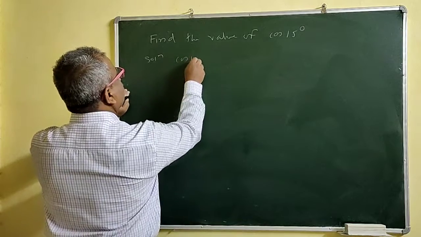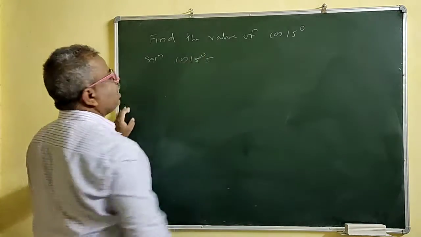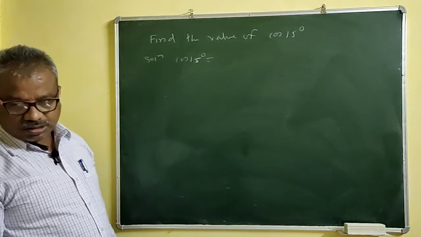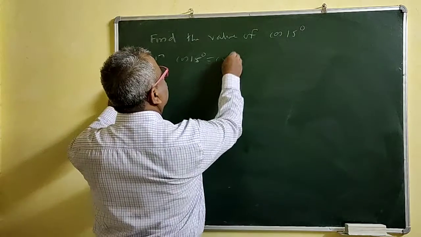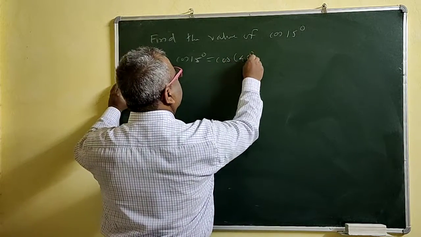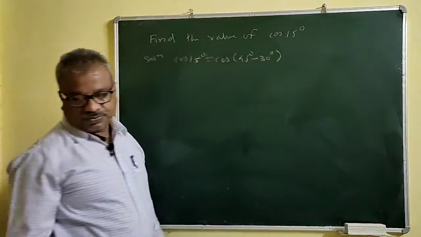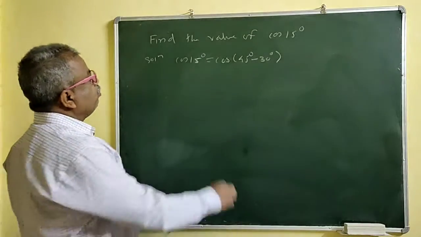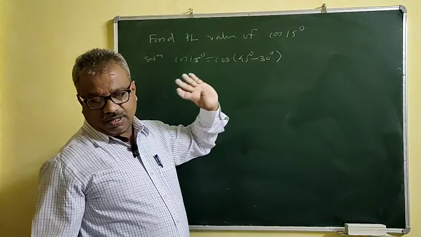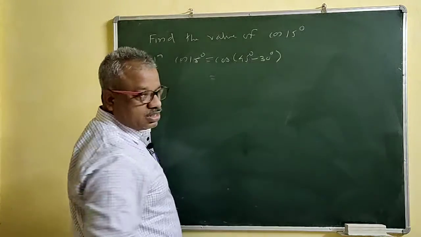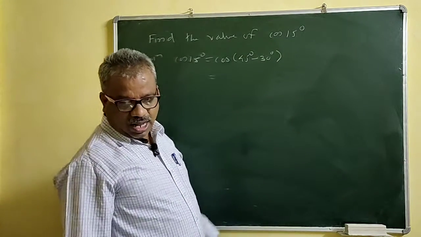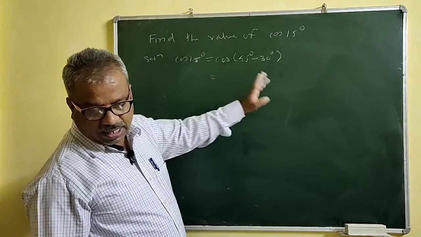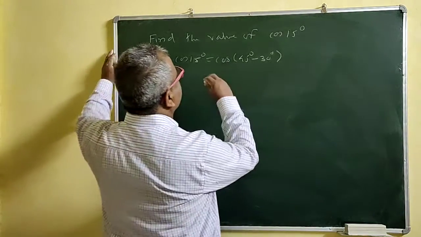Cos 15 degree. How can we write it in known trigonometric ratios? So cos of 45 degree minus 30 degree, right? Now you know the trigonometric ratios of 45 degree and 30 degree. So we'll apply the formula for cos A minus B. Just like cos A cos B plus sin A sin B, but write your angles instead of A and B.